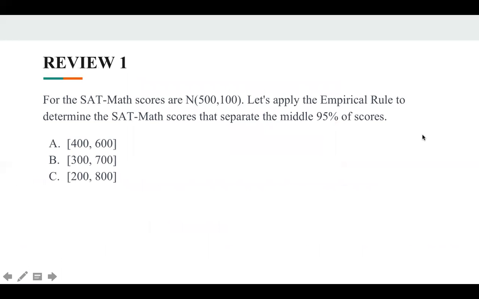Okay, so that was a lot of information, but we're going to do a review. If anyone has any questions, you can just let me know. But this is just determining the SAT math scores to separate the middle 95% of scores. So the notation in the first part, for the SAT math scores, is N(500, 100). So 500 is just our sample statistic, and then 100 is our standard error here. So take a moment, go over those confidence intervals, and let me know if you get an answer.